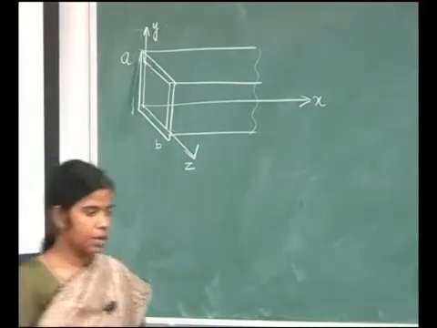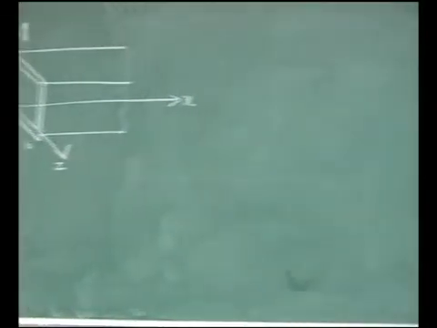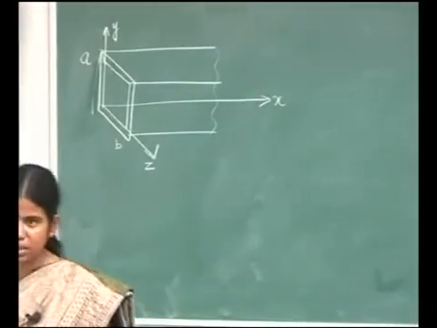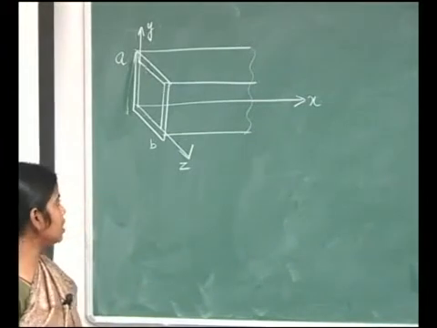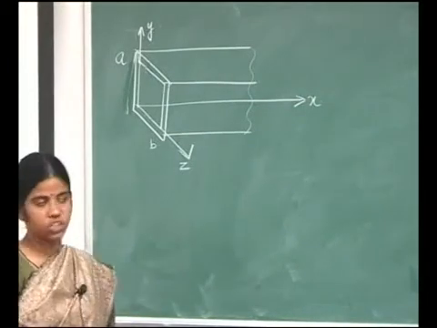Okay. So we had seen in detail how the waves would propagate, and we had seen that in this case there will be a lowest cutoff frequency, and that cutoff frequency is decided by the wave number along each dimension.